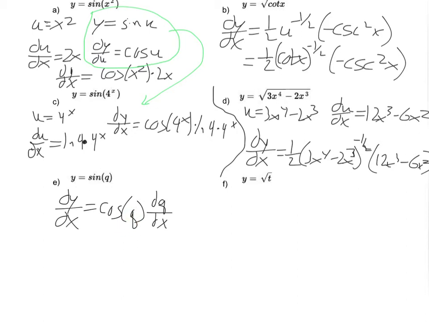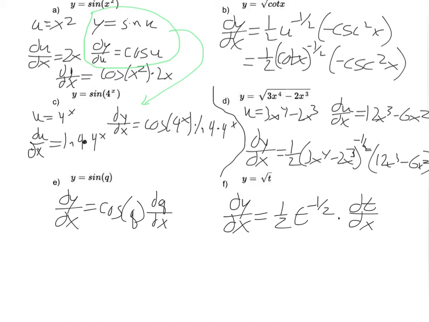Same thing over here. My t, what is that t? I don't know, but it's implied that it stands for something. So dy dx is equal to 1/2 t to the negative 1/2 times dt dx.